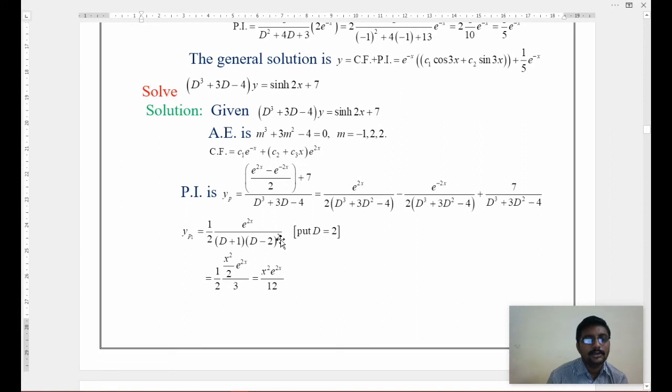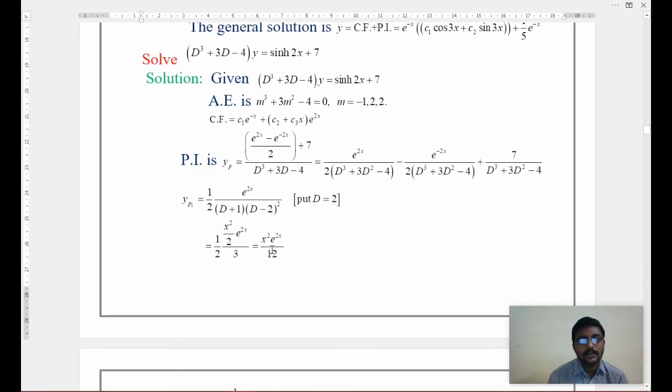We are getting 2 into (D minus 2), and then putting D equal to 2, we are getting 0. So again we have to differentiate, so that we get 1. Putting D equal to 2, we are getting a non-zero number. Thus we will stop the procedure, and we get the solution as x square e power 2x by 12. So easily we can obtain the solution.